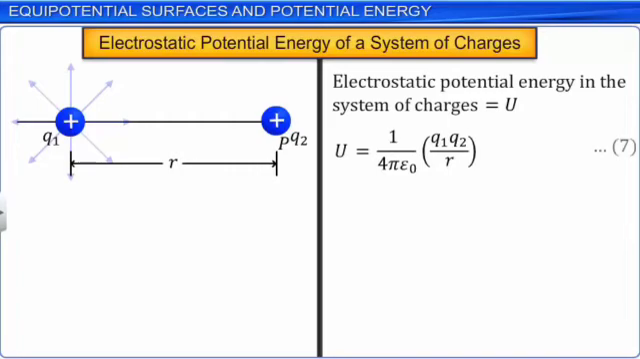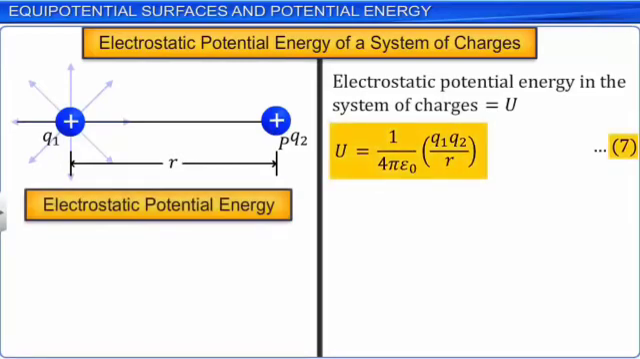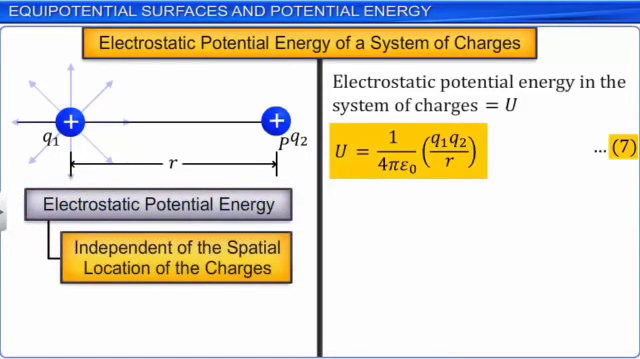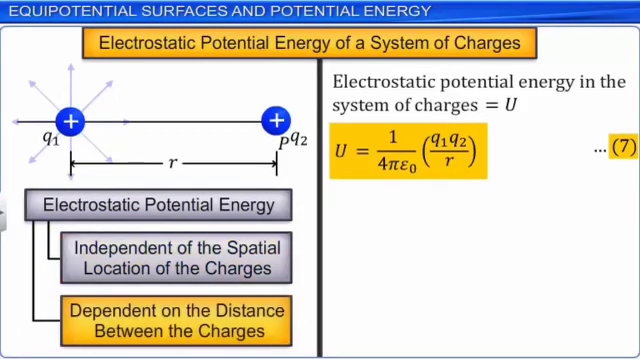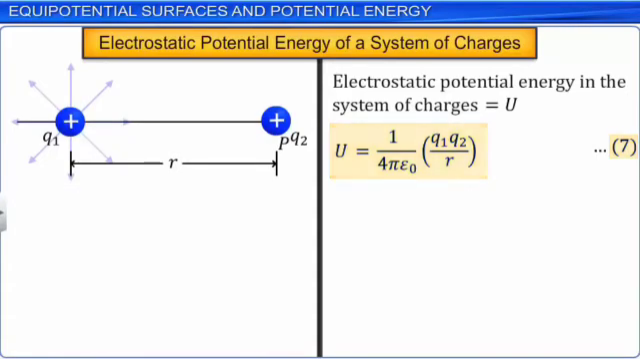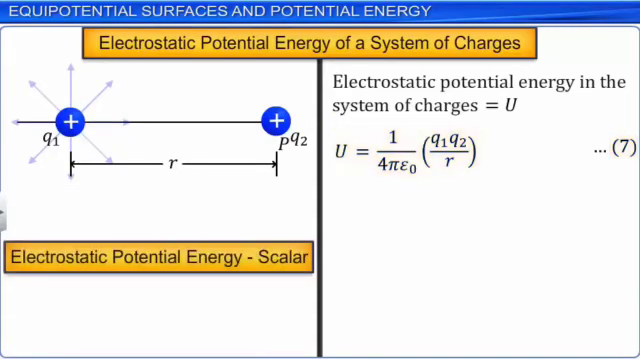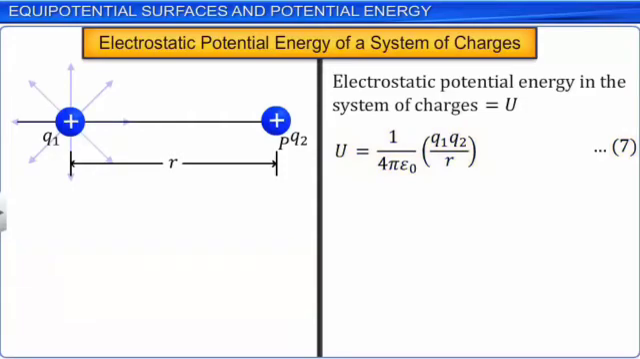From equation 7, we see that the electrostatic potential energy is independent of the spatial location of the charges in a given medium and is mainly dependent on the separation R between the charges. The electrostatic potential energy is a scalar quantity and can be positive or negative depending on whether the product Q1 Q2 is positive or negative respectively in equation 7.